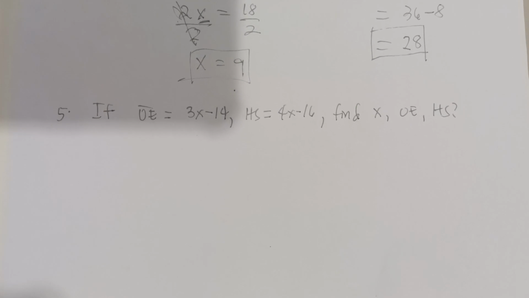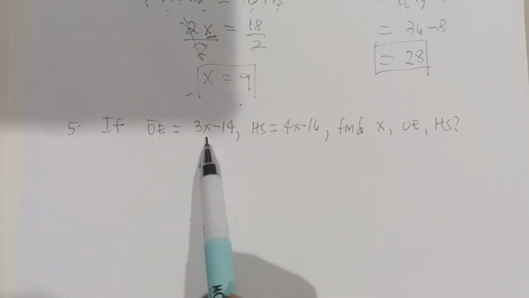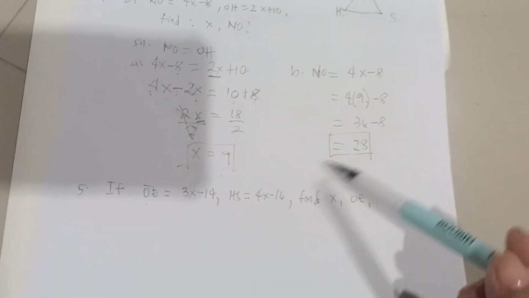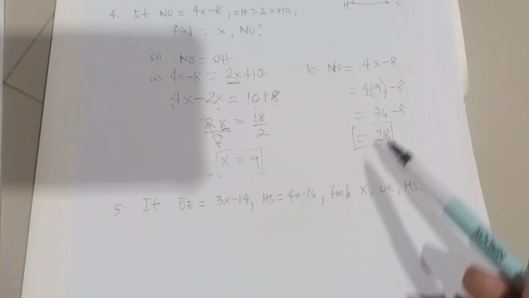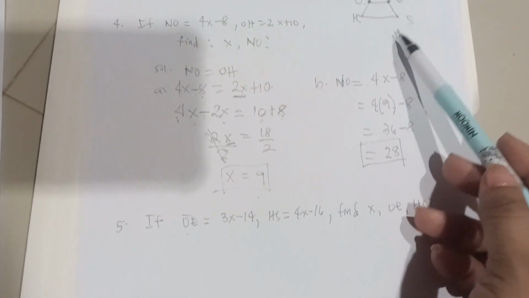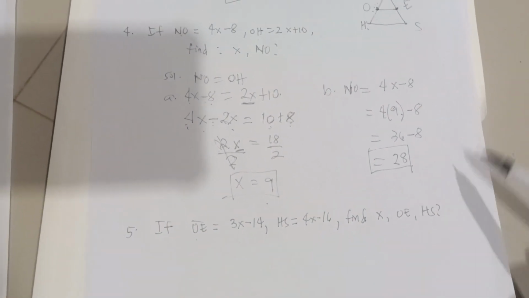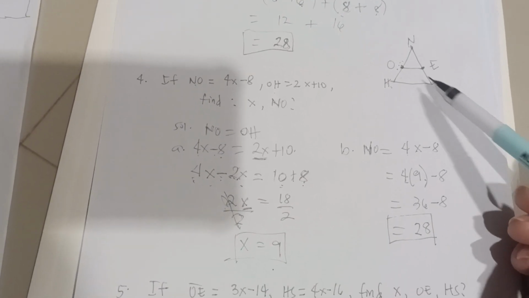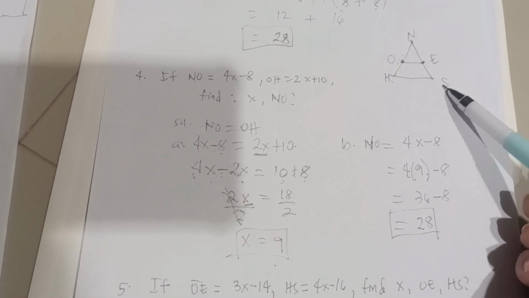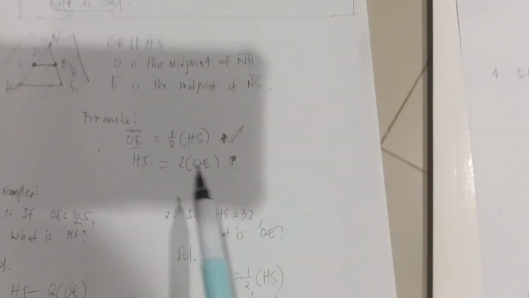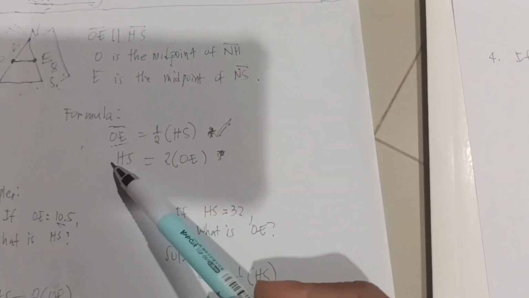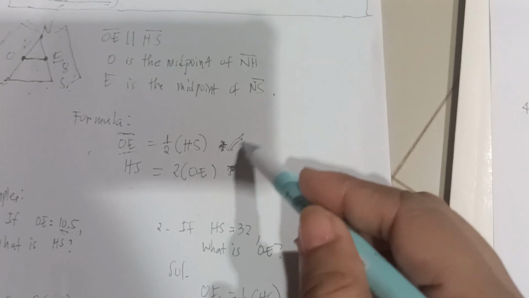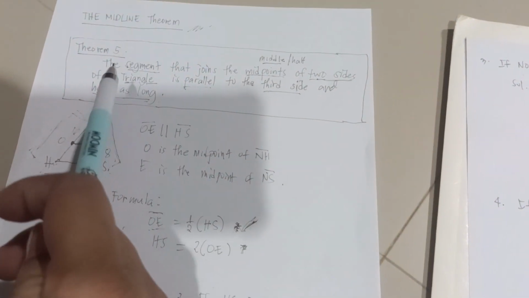Next, example number 5. If OE is 3x minus 14, where is OE? The middle. And HS is 4x minus 16. This one. Find x, OE, and HS. So what is the connection between OE and HS? We all know that OE is just 1/2 of HS. We're going to use this one as according to theorem number 5, or the midline theorem.